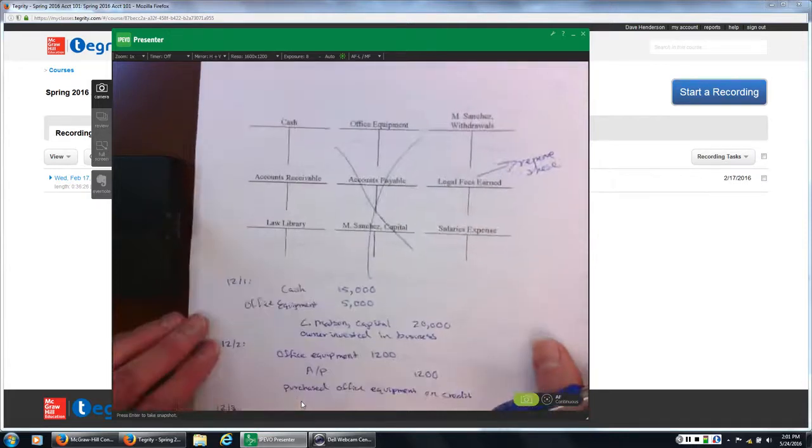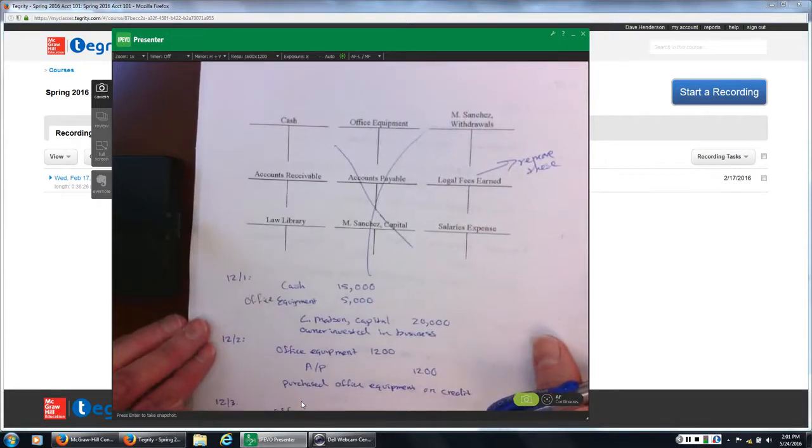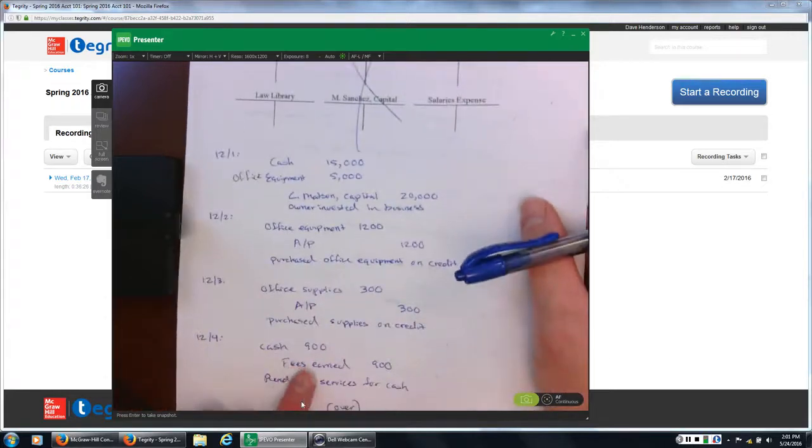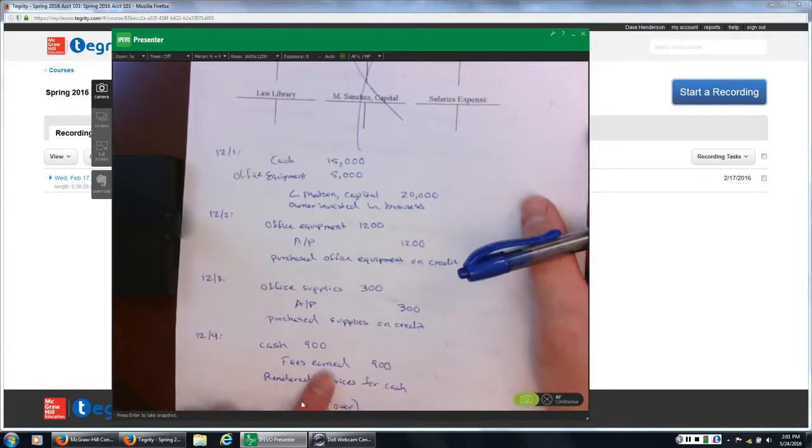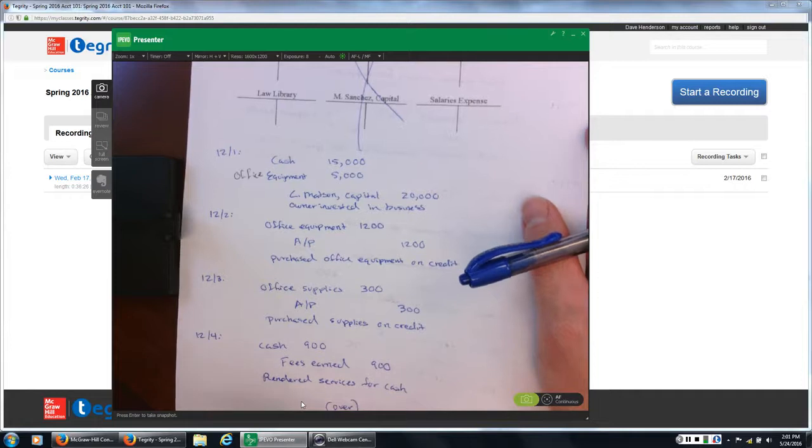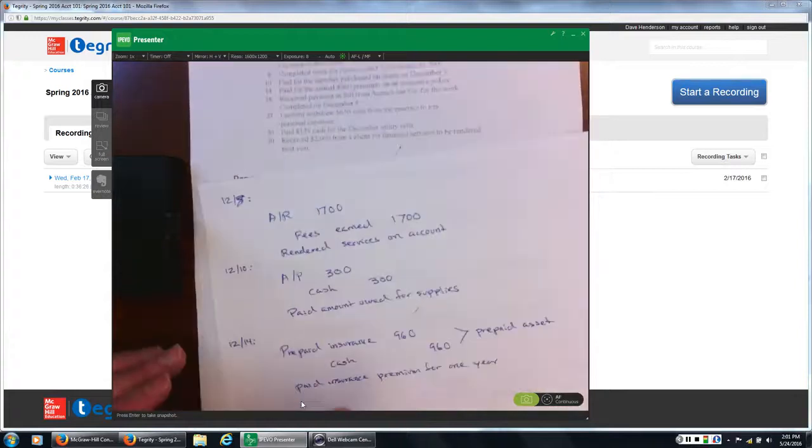12.4, completed work for a client and immediately collected $900 cash. So it's a debit to cash, $900, and then a credit to consulting fees or consulting revenue. I said fees earned, $900. And fees earned is acceptable. Consulting revenues is acceptable. Consulting services provided, those are all acceptable. Some revenue account. Okay?